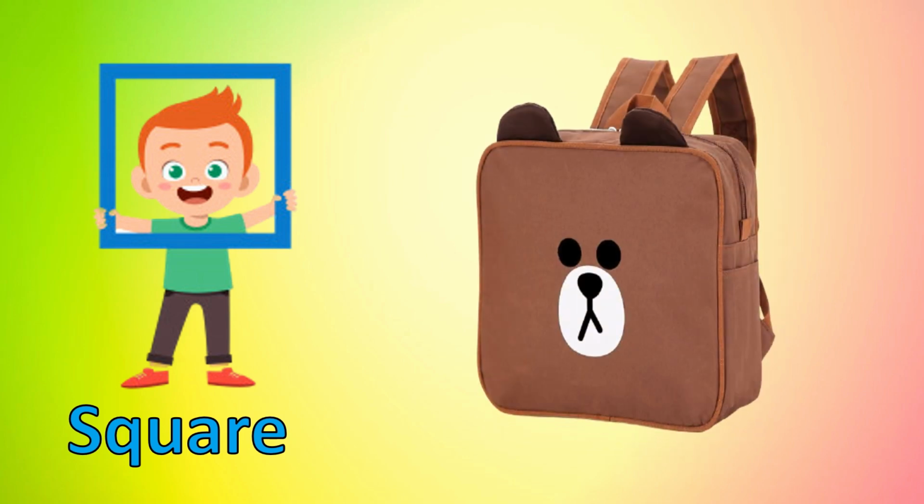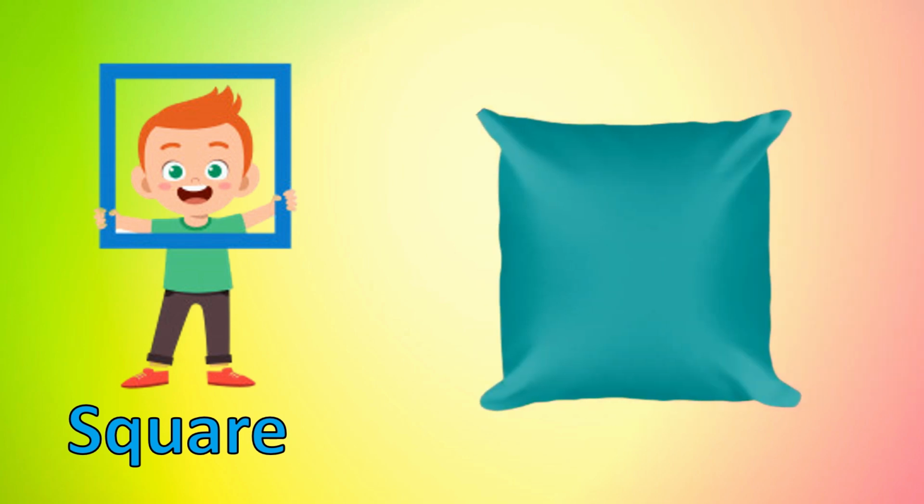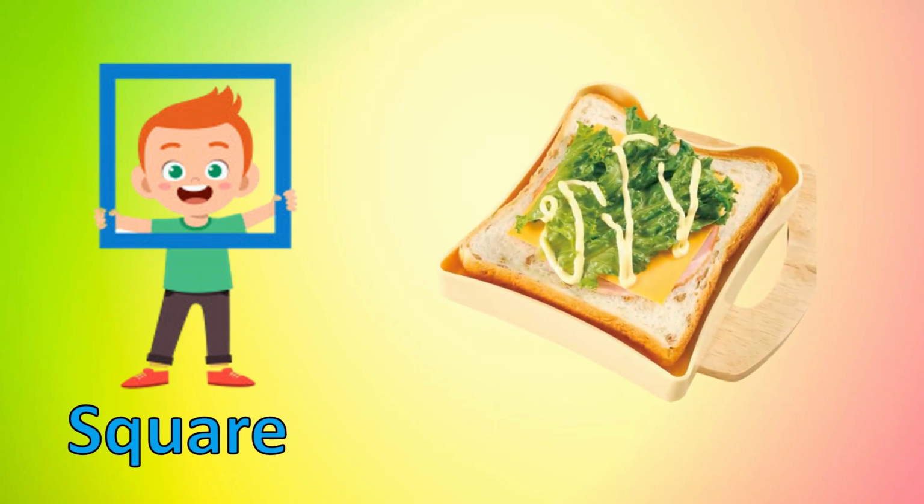The bag is square in shape. The cushion is square in shape. This bread slice is square in shape.